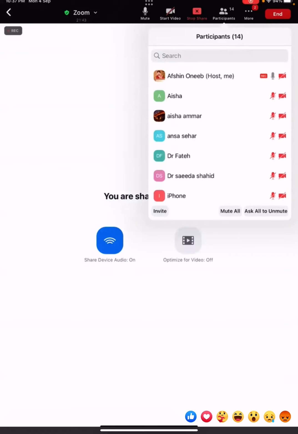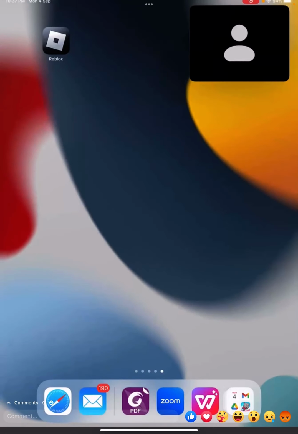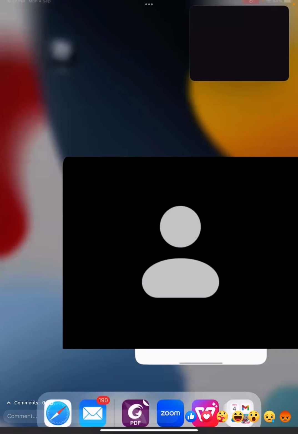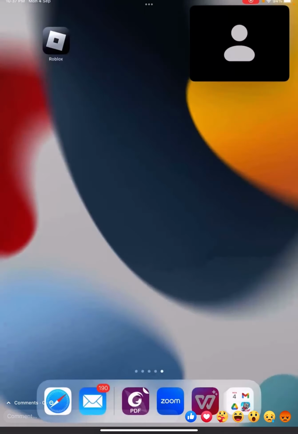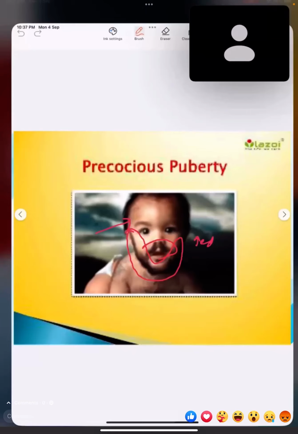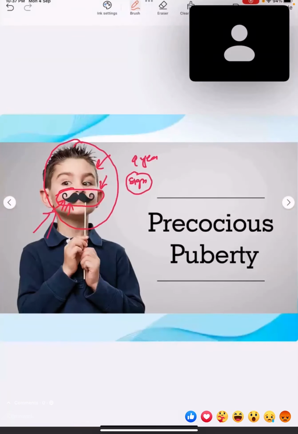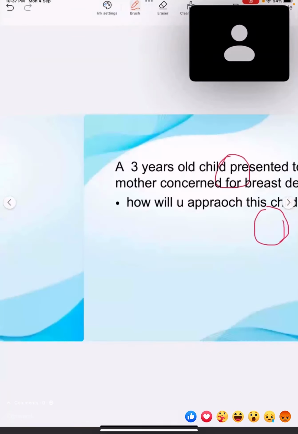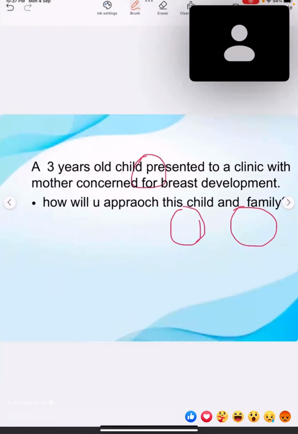So these two pictures are very normal pictures, but they are giving us some message, that is precocious puberty. This is the definition. Now I'm going to read this line.